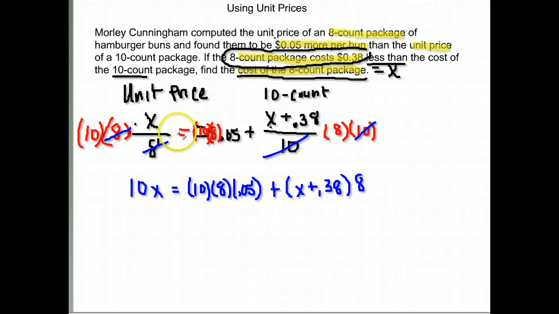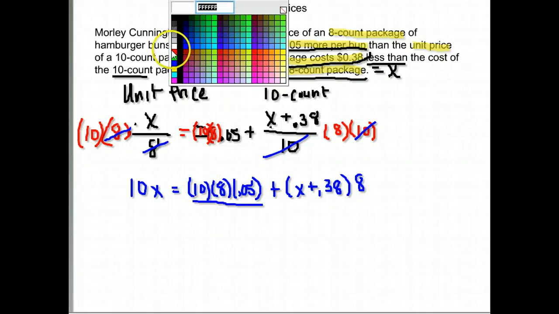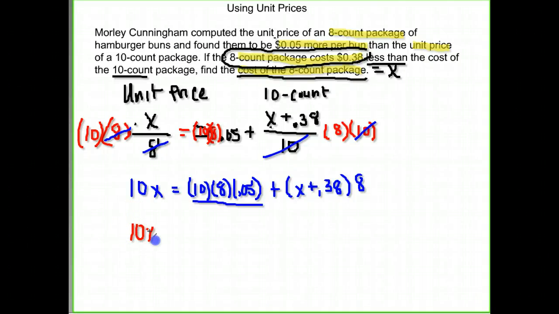Okay, now we're going to simplify all of this, so we need to remove all of these parentheses, which means I need to multiply those numbers together. 10 times 8 times 0.05. Okay, so I have 10x, there's really nothing I can do with that one yet, equals 4 when I take 10 times 8 times 0.05. Plus, over here to get rid of these parentheses, we have to distribute. So I go 8 times x is 8x, and then 8 times 0.38 is $3.04.